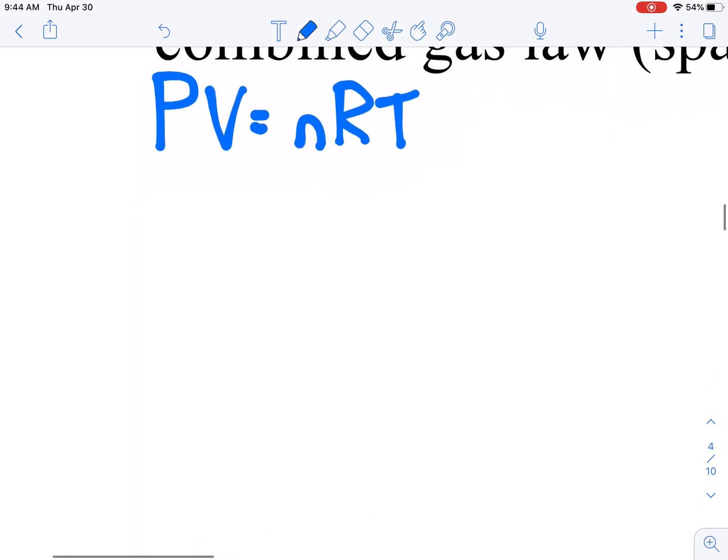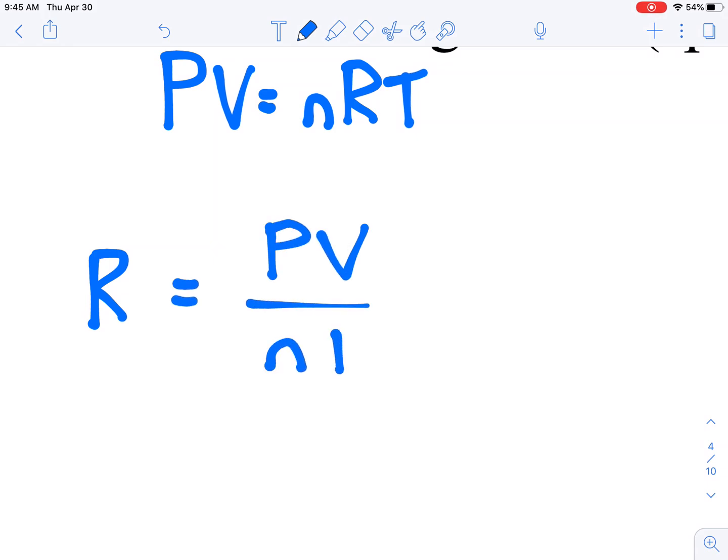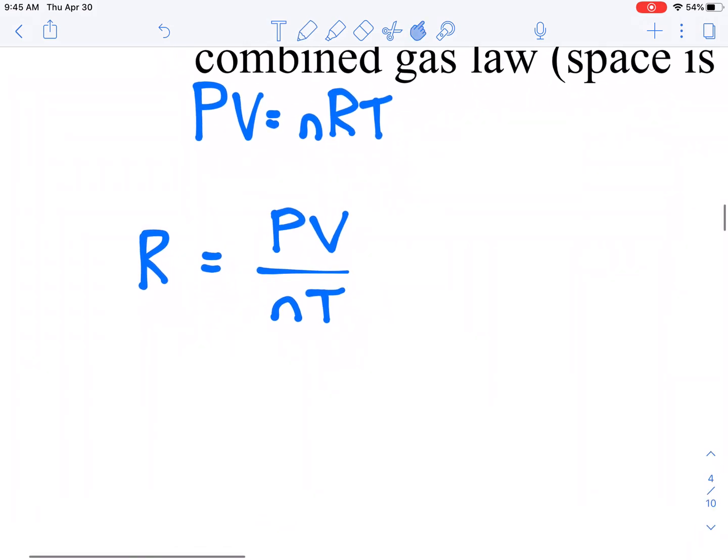So couldn't we solve that expression for R? Couldn't we set this equal to the constant? And if we wanted to solve for R, wouldn't that be PV with the nT divided out, right? And so we've done that before, and we actually plugged in those values at STP. We said 1 mole of any gas at STP equals 22.4 liters, and then we solved and we figured out the R value. But here's another interesting application.